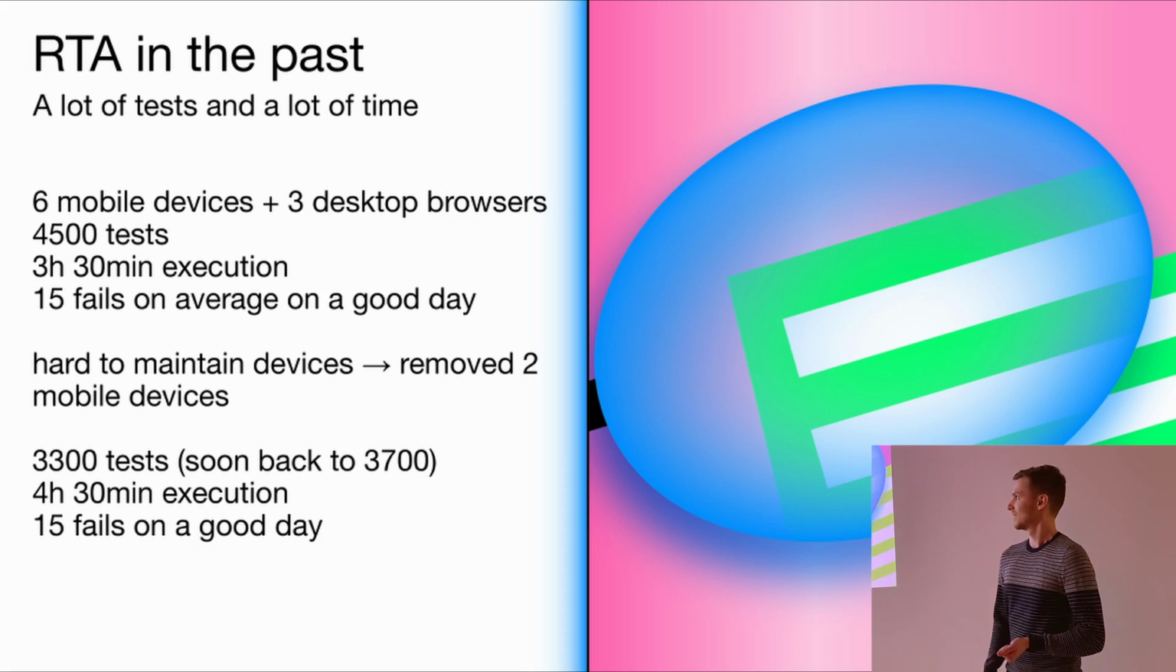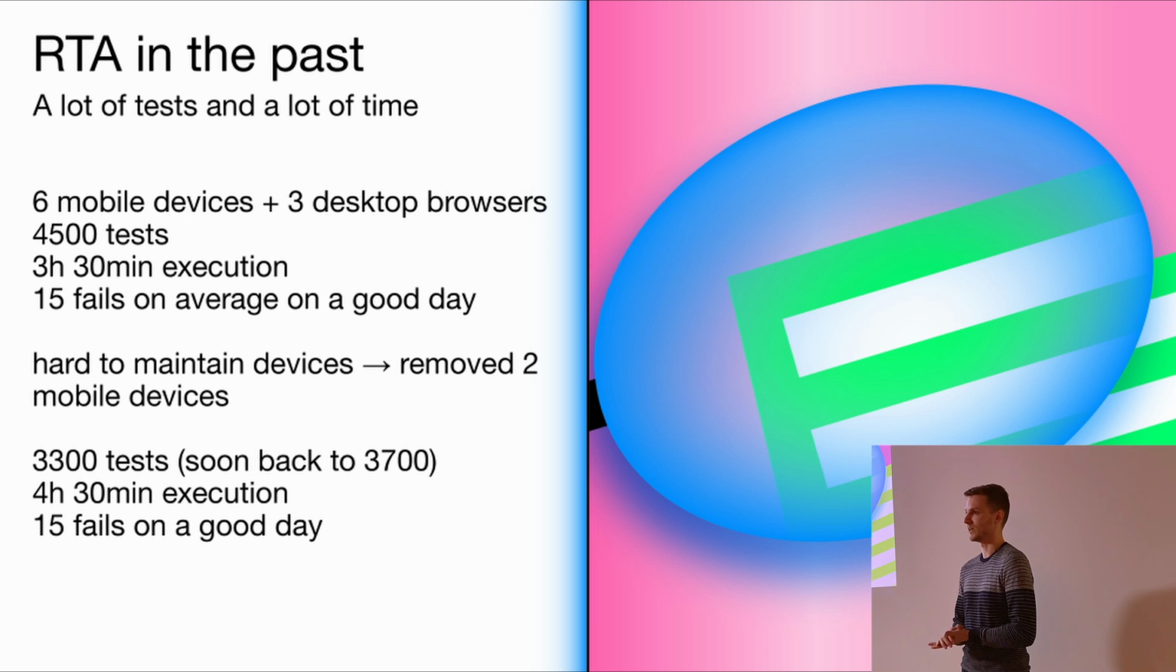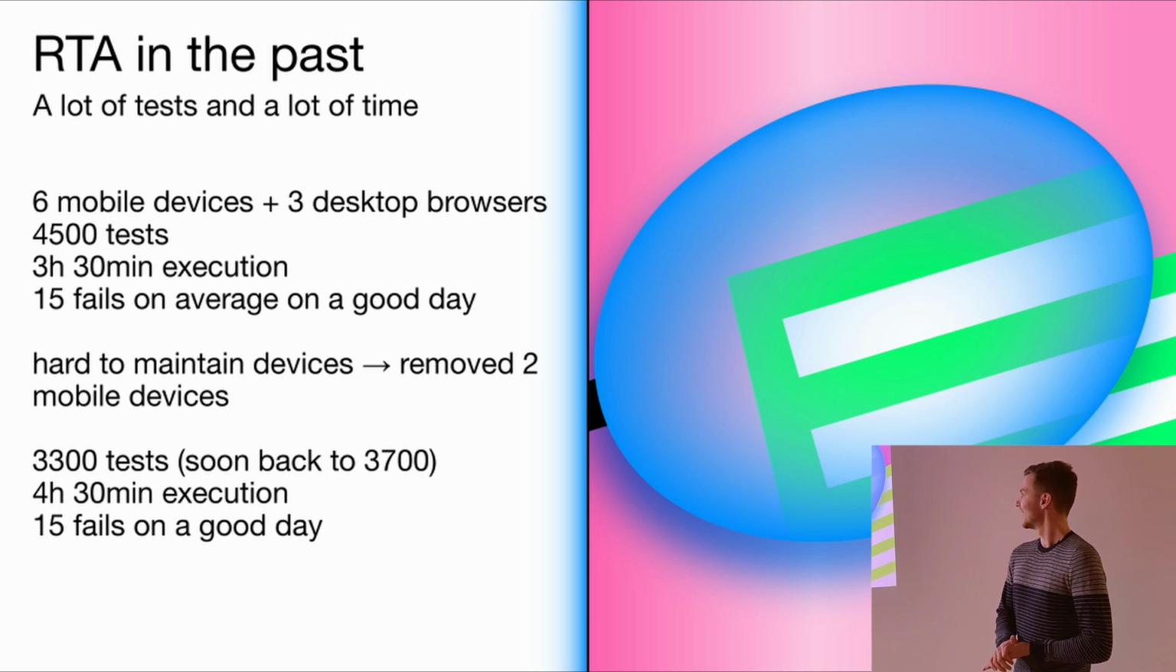So in the past, we actually had 6 devices. And we had 4,500 tests, and that took 3.5 hours. On a good day, really good day, there were 15 fails. And on a bad day, everything failed.